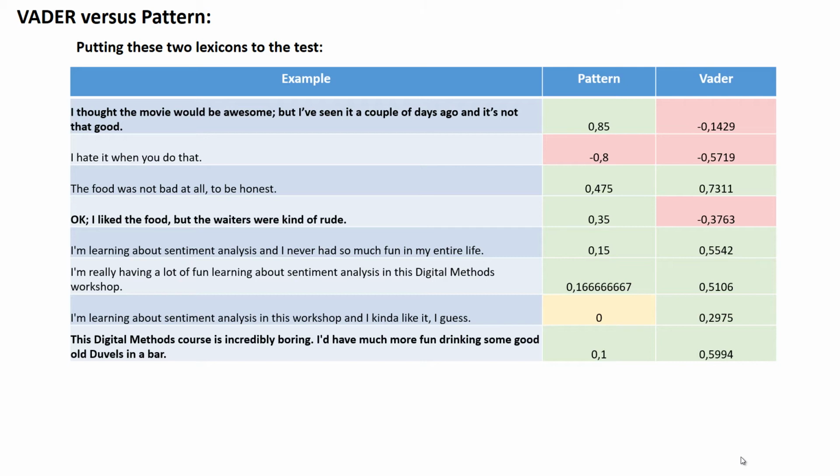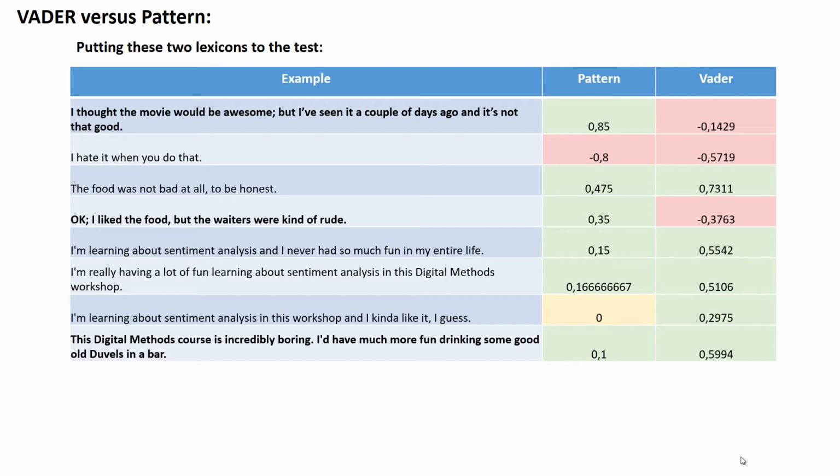Second sentence, "I hate it when you do that." Both of the modules seem to think it's negative, which is true. "The food was not bad at all, to be honest." Also, both packages rated it as positive, although the Vader module sees it as somewhat more positive than the Pattern module. Then the fourth sentence, "I like the food, but the waiters were kind of rude." Again, same with the shift in tone rule that the Vader module has incorporated. The Vader module estimates it as negative, which is true, while Pattern estimates it as positive. "I'm learning about sentiment analysis and I never had so much fun in my entire life," both positive, etc., etc.